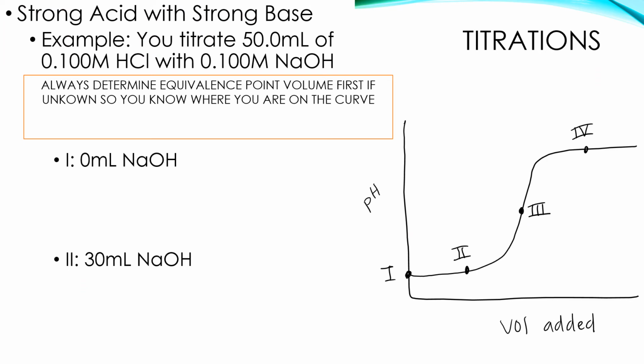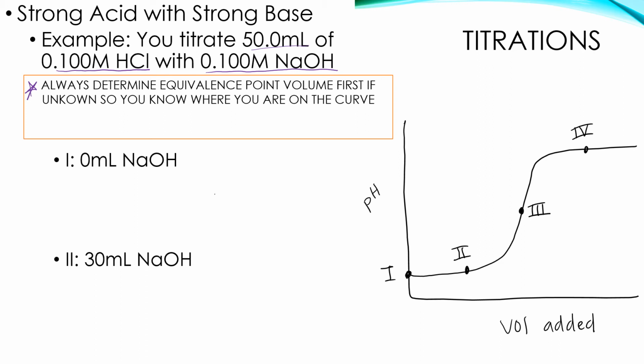Okay, so let's do some example calculations. Again, we have a strong acid with a strong base, and it tells us we're titrating 50 milliliters of 0.1 molar hydrochloric acid with 0.1 molar NaOH. If I'm not given an actual graph or something to show me the equivalence point volume, I say always calculate your equivalence point volume, so that when you're asked to find the pH when a certain amount of base has been added, you know which region you're in. It helps organize your thoughts.